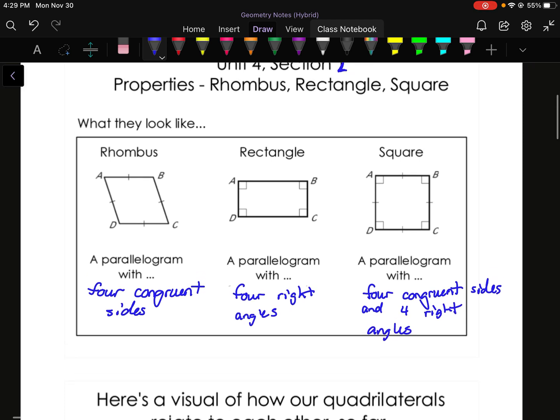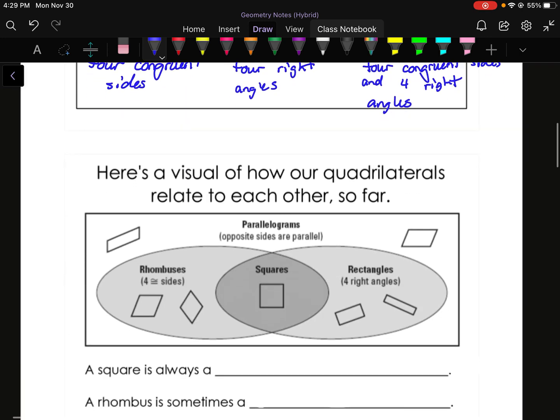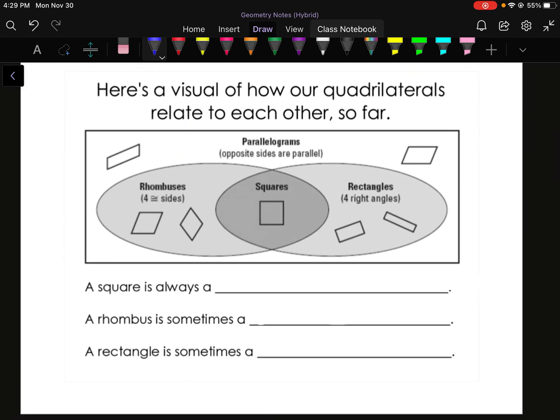So, this whole section's on rhombuses, rectangles, and squares. So here's a visual of our quadrilaterals so far. Parallelogram is just kind of the overarching term for these 4-sided figures, as long as the opposite sides are parallel. That's the whole key here. That's the definition of a parallelogram. So inside we have the rhombus, which is where we have 4 congruent sides. We have rectangles, which is 4 right angles, and then we have squares in the middle, which is made up of both 4 congruent sides and 4 right angles.